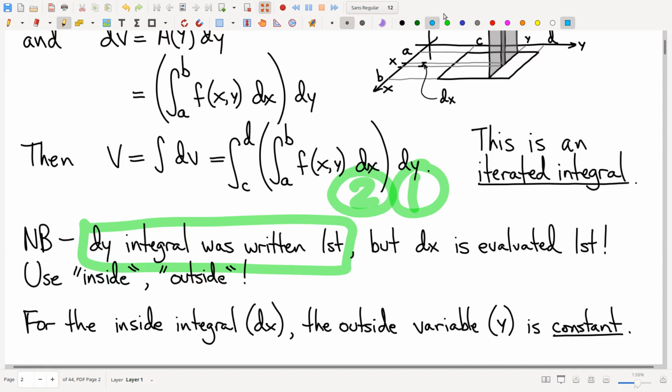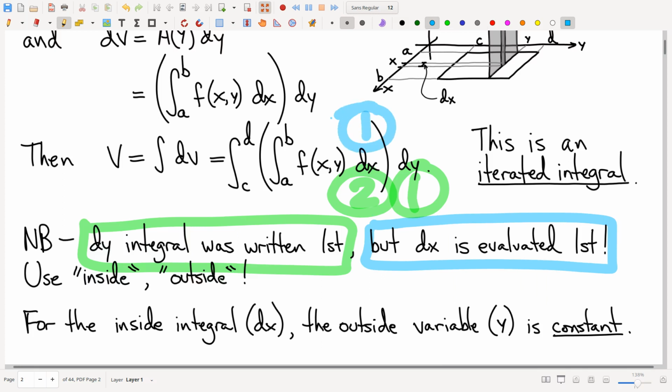But when it comes to computation, I have to evaluate the dx integral first. I can't do the dy integral first. I don't know what its integrand is. The dy integral has an integrand that is itself the dx integral. So I have to do the dx integral first just to see what my dy integrand is, and then second, and only second, can I do the dy integral. So which one's first or which one's second? Not clear, right? It's kind of ambiguous.